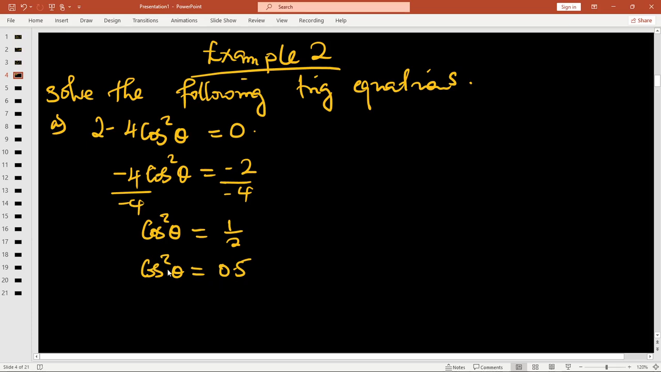Now, this function is being raised to the power 2. So what do we do here? We introduce the square root on both sides and we solve for this equation. So when you introduce the square root, we're going to have the root of cos squared theta equal to plus or minus the root of 0.5. Remember, each time you introduce a square root where there is no power 2 that's supposed to cancel with the square root, you introduce the plus or minus. Then here, this will cancel.